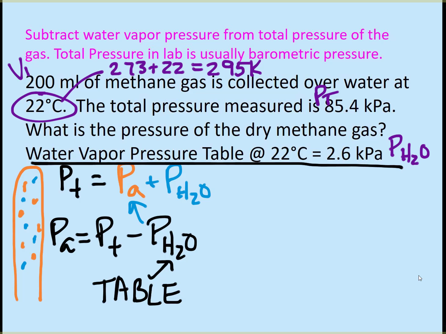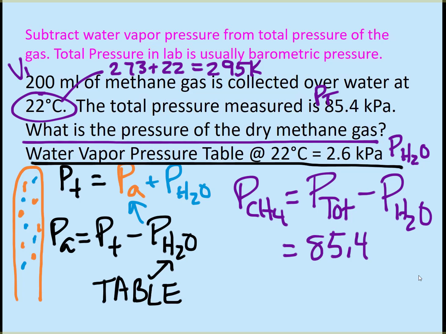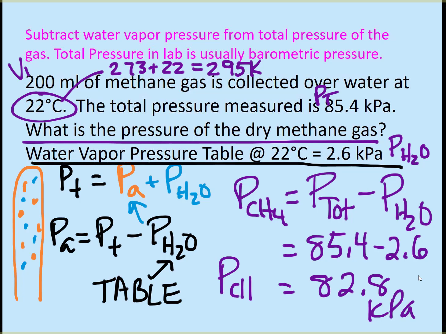Okay, so what is the question here? Oh, what is the pressure of the dry methane gas? So I just take the pressure of my methane, which is going to be the total pressure minus the pressure of my water. My total pressure is 85.4, and I subtract my water vapor pressure, 2.6, and I get 82.8 kilopascals, and this is the pressure of just the methane.